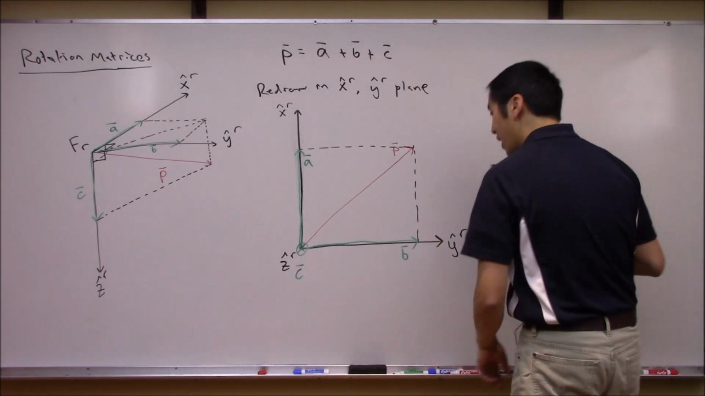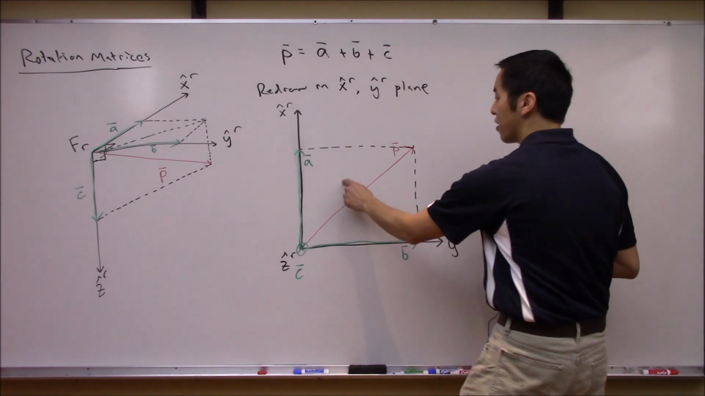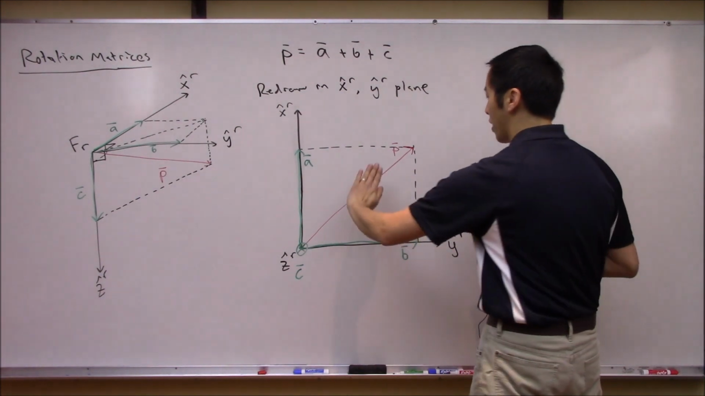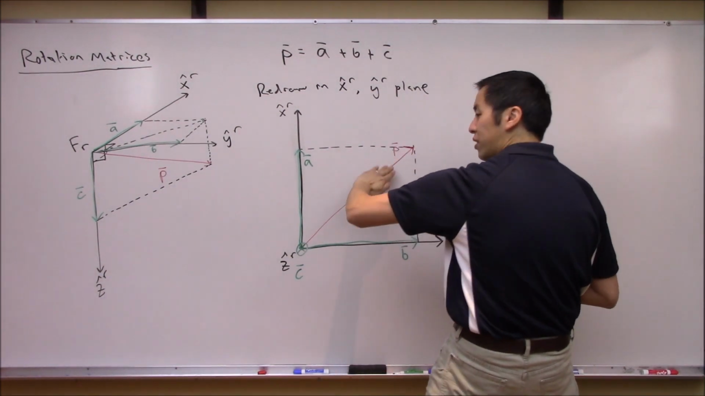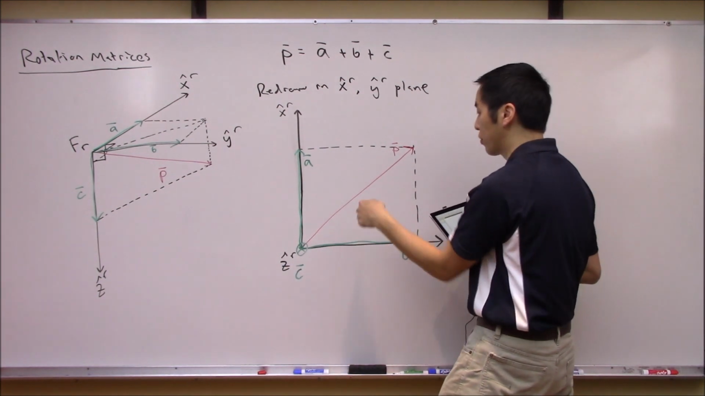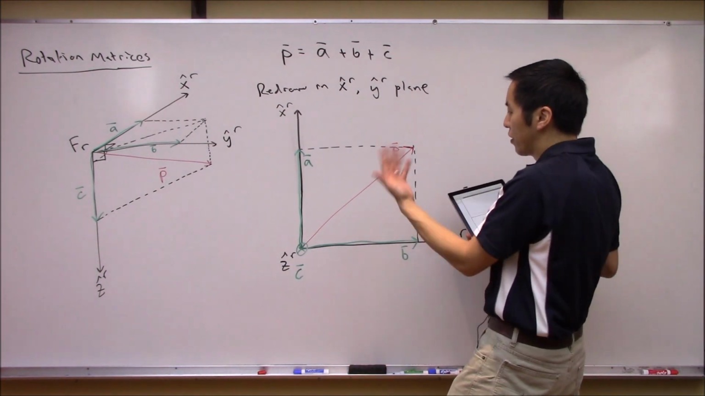Great. So again, this is the same picture, but we're just looking at it in the xy plane. You can think about this vector P as tilted into the board. It has some component along the z hat r direction, so it's going down here, but obviously I can't draw this in a two-dimensional view.